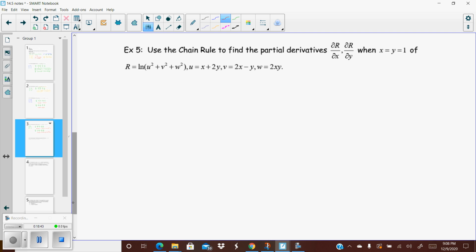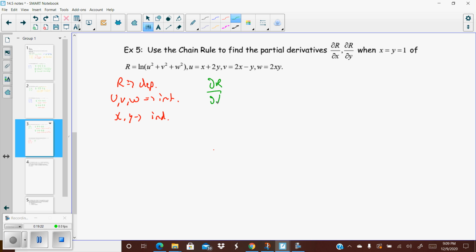So what we have is r is our dependent variable. Looks like u, v, and w are intermediate variables. And x and y are independent variables. This one's going to be a little bit lengthy. All right, so let's do the dr dx.